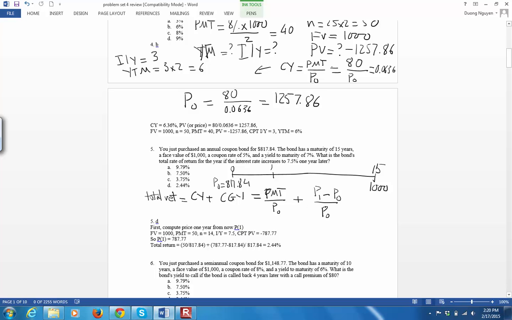You know that the coupon payment is equal to, with a 5% coupon, 50, divided by the price, which is 817.84, the price at the beginning. So current yield you know, but what you don't know is P1. You know P0 is 817.84, but you need to look for P1. How do you get P1?